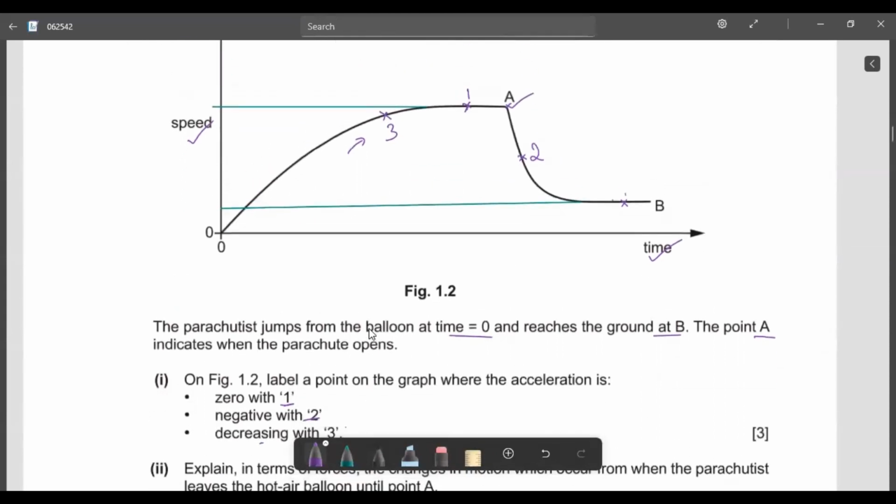That is decreasing acceleration. So acceleration 0, 1, it is here. Negative, it is here, 2. And 3, it is decreasing acceleration. The speed is not increasing. After this point, it starts decreasing.